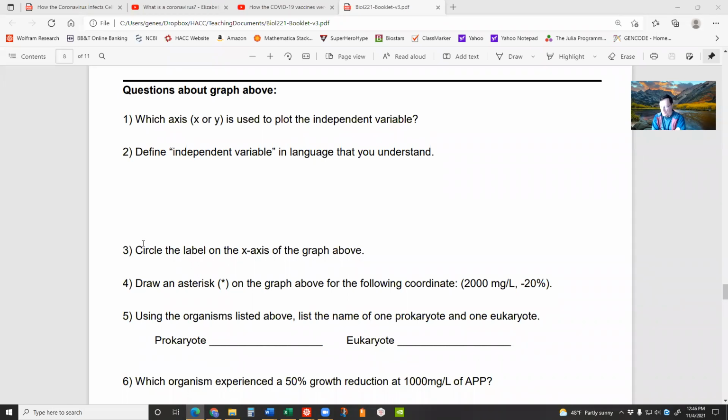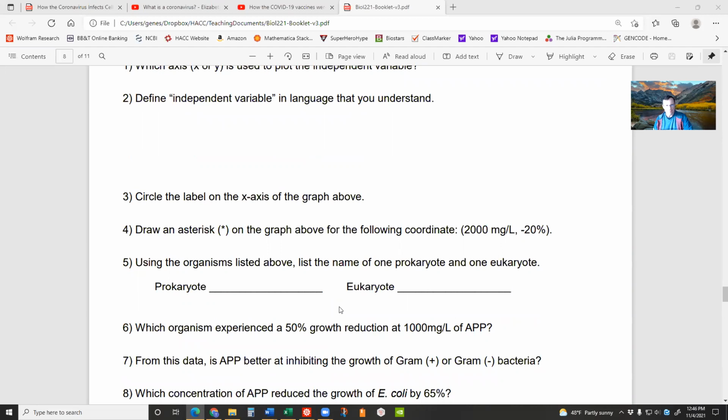Very good, folks. You're absolutely right. The x-axis is, from our typical viewing perspective, the horizontal one, right? So that means the label would have been concentration of antibacterial drug named APP in milligrams per liter. Okay, very good. Let's keep going here.